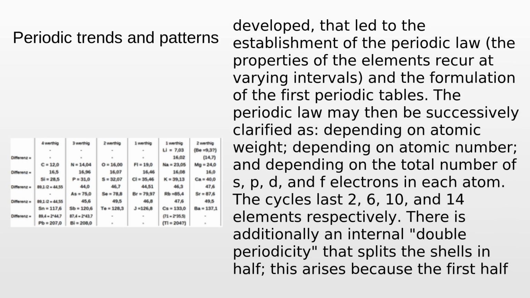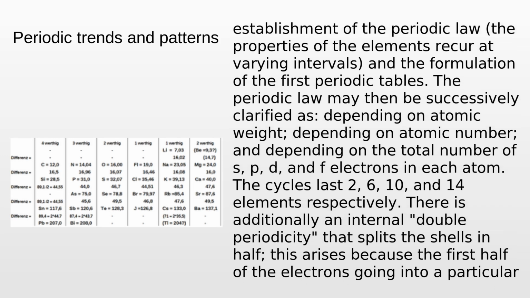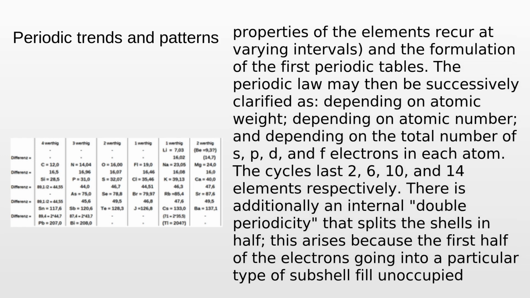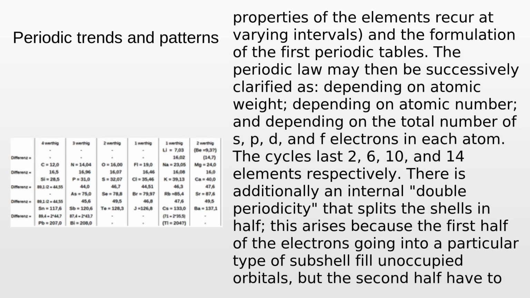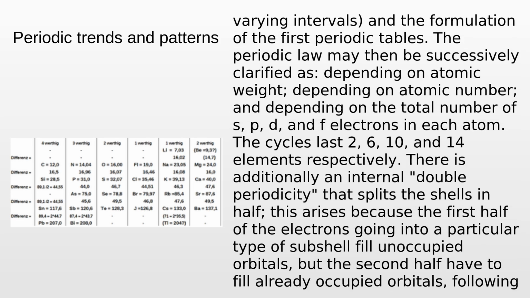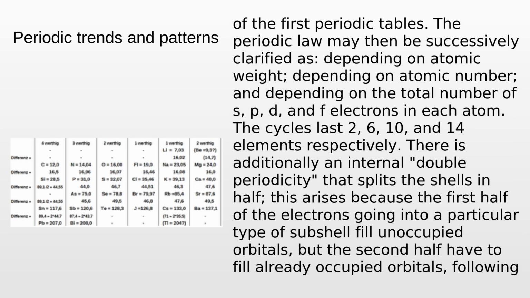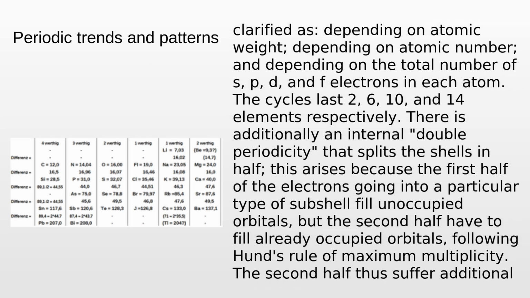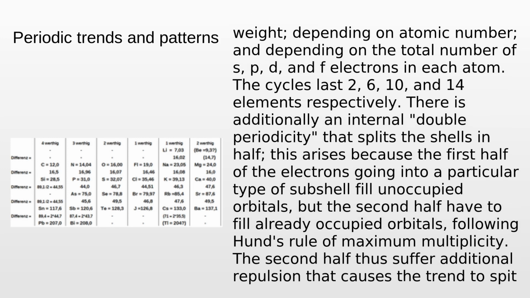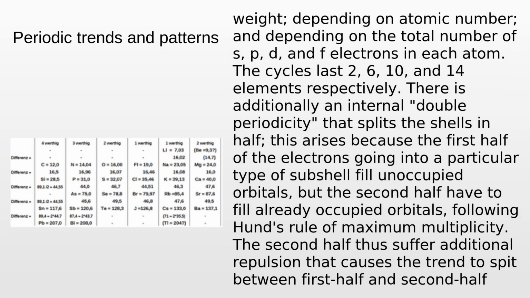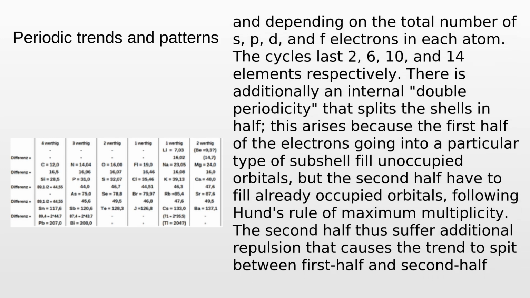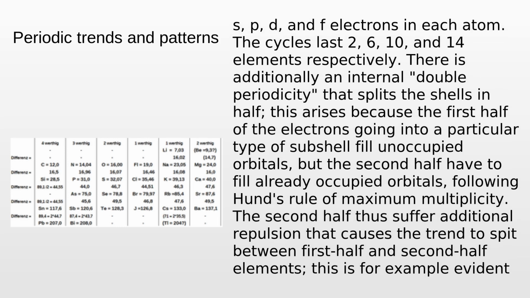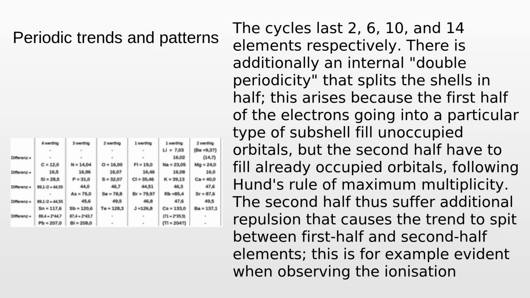The properties of the elements recur at varying intervals, and the formulation of the first periodic tables. The periodic law may then be successively clarified as depending on atomic weight, depending on atomic number, and depending on the total number of s, p, d, and f electrons in each atom. Here the cycles last 2, 6, 10, and 14 elements respectively.